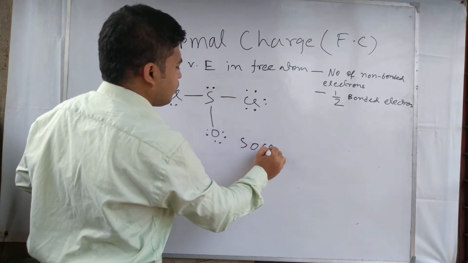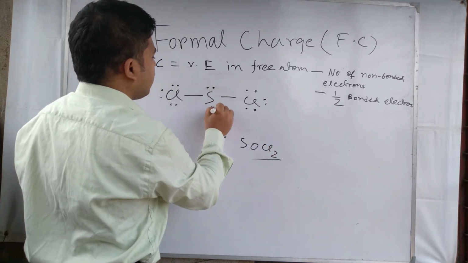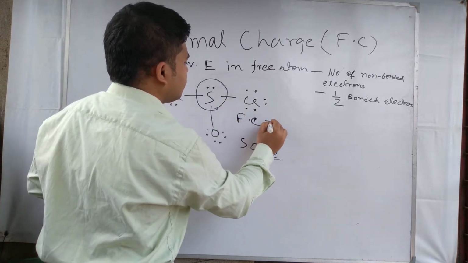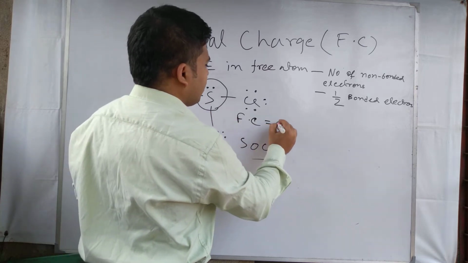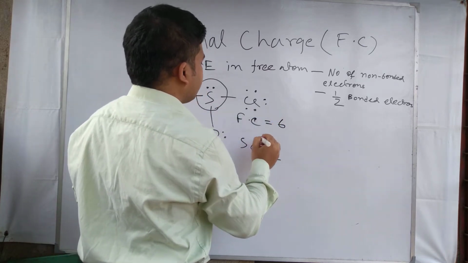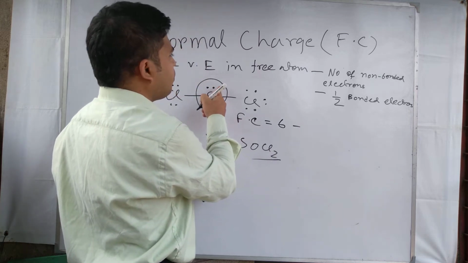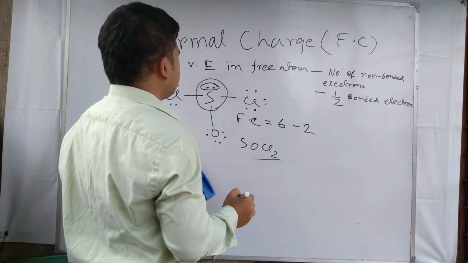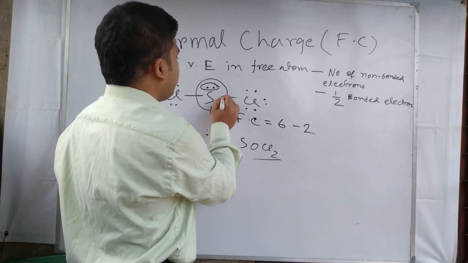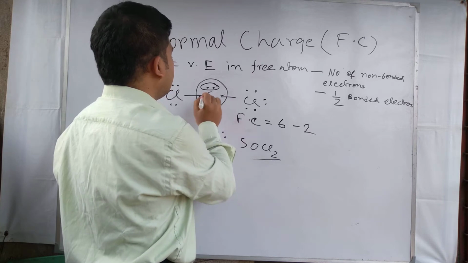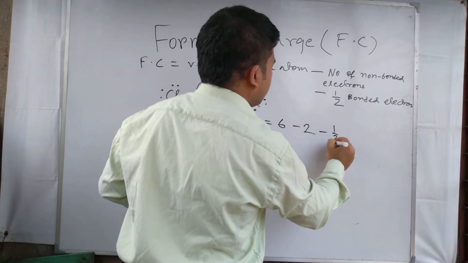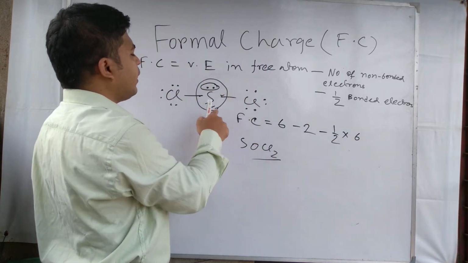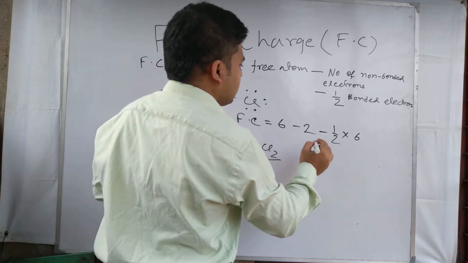This is the structure of SOCl2. Right now we have to calculate the formal charge on sulfur. Sulfur's formal charge equals the valence electrons, which is 6, minus the non-bonded electrons, which is 2, minus half of the bonded electrons. There are 3 bonds, so 6 electrons are present, 2 here, 2 here and 2 here, so total 6.